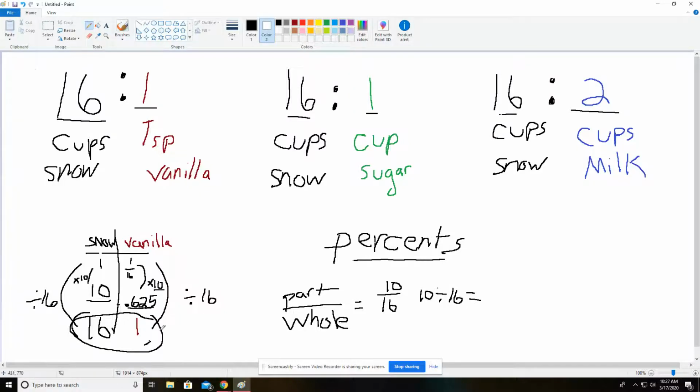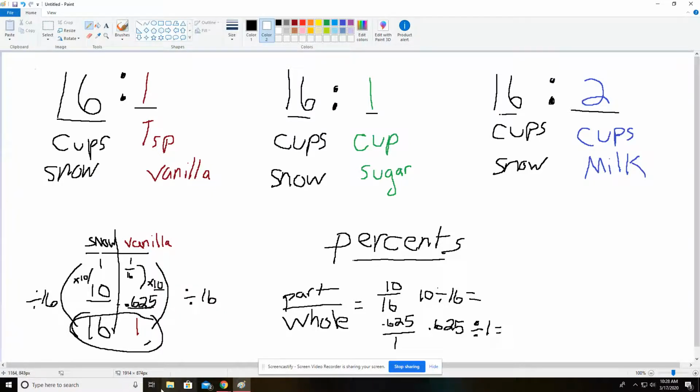Okay, and then I'm also going to do this one over here. So if I have 625 thousandths over the whole, which is 1 teaspoon, I'm going to divide this. Oh, that's a weird looking decimal. 625 thousandths divided by 1.